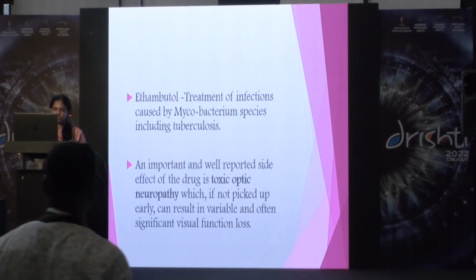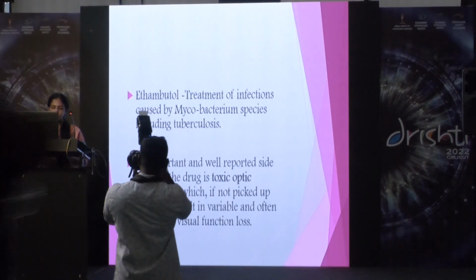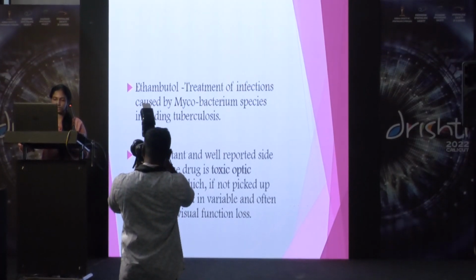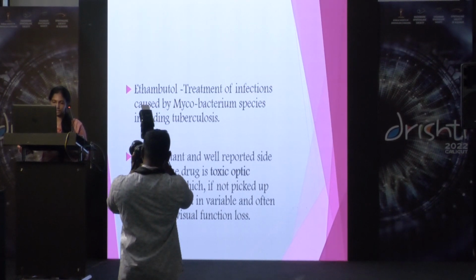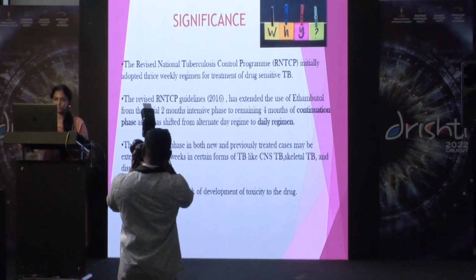Ethambutol is used in the treatment of infections caused by mycobacterium species, including tuberculosis. An important and well-reported side effect of the drug is toxic optic neuropathy, which, if not picked up early, can result in variable and often significant visual function loss.